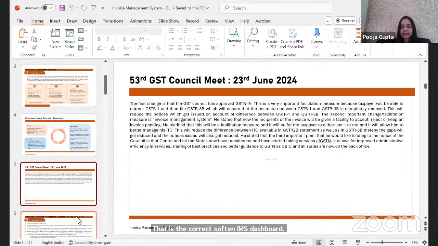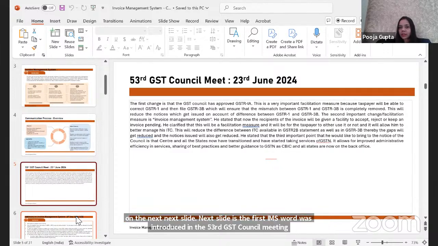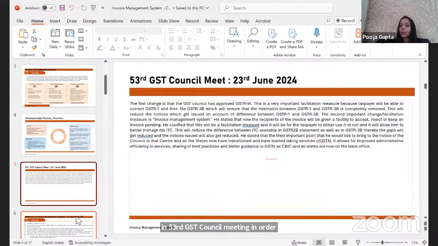Coming on the next slide. Next slide is the first IMS word, introduced in the 53rd GST Council meeting. In the 53rd GST Council meeting, in order to facilitate, two important steps were taken. One step was the introduction of the GSTR 1A.